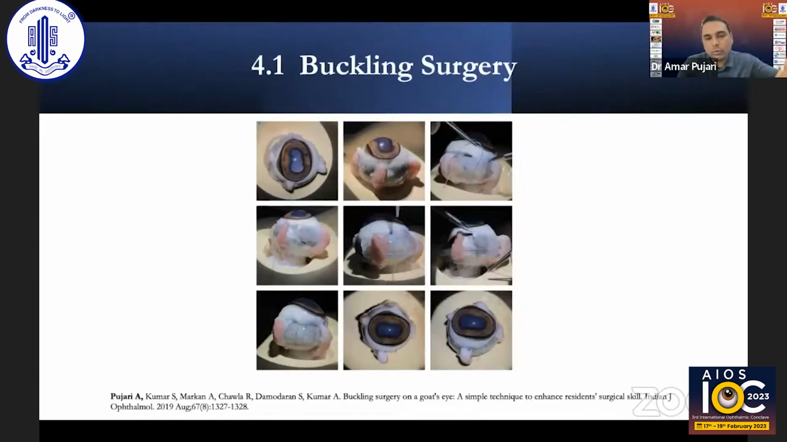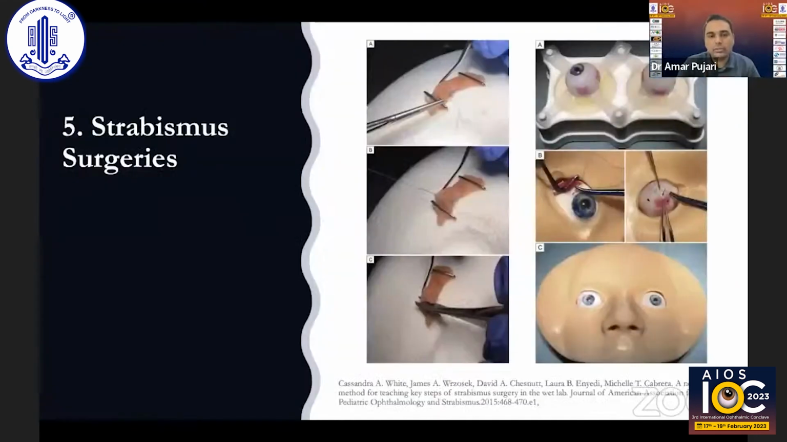And after simulating 4 recti, we are going to teach them how to put the buckle as well as encerclage, and how to indent, how to see to indirect ophthalmoscopy, how you are getting the indent, how to tie the final knot. This is what we are going to teach.